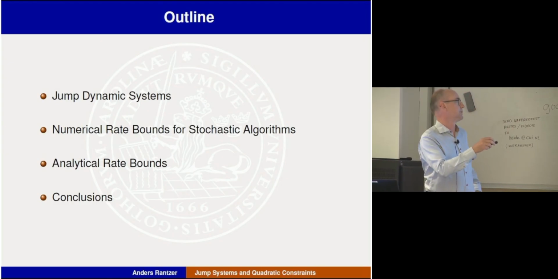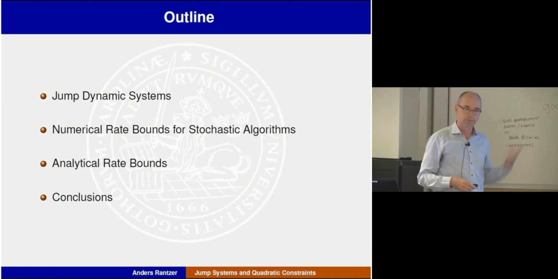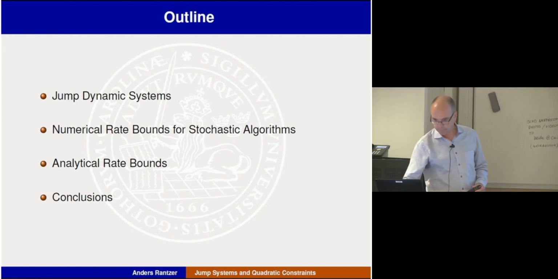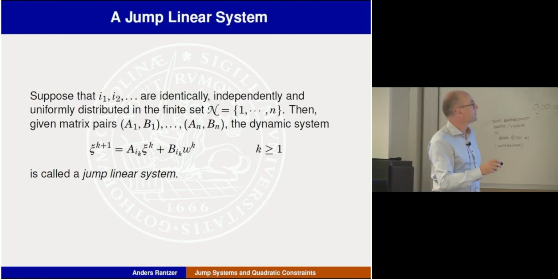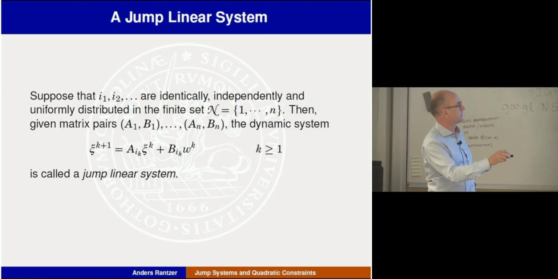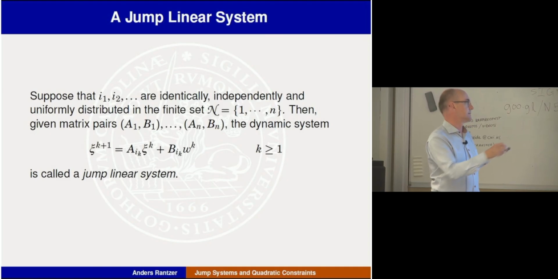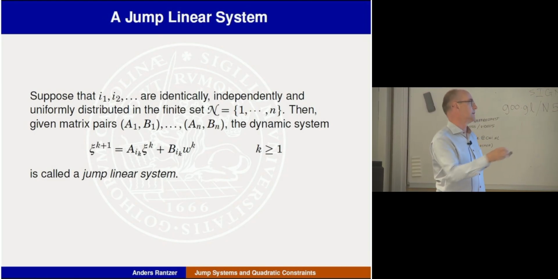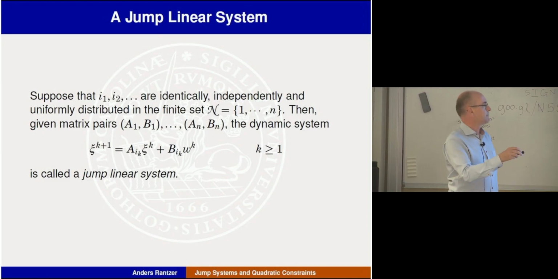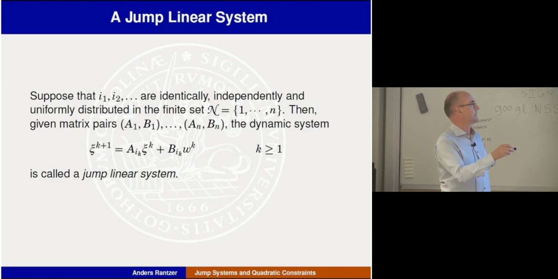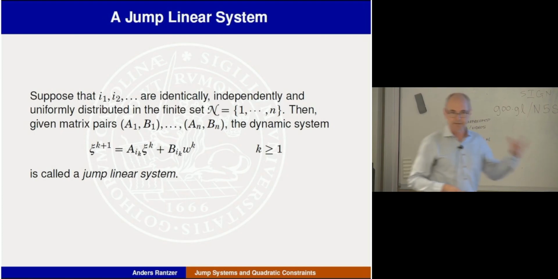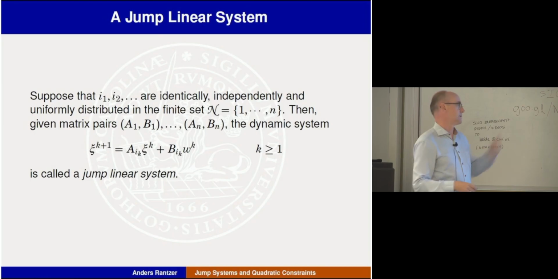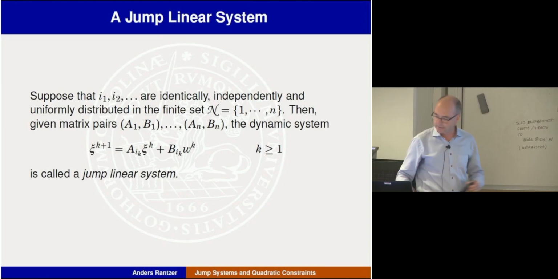And this allows us first to do numerical computation of rate bounds for stochastic algorithms, but also to do analytical rate bounds. So a jump linear system is something of the following form. Here you update the state psi at every time step using the matrices A and B, where W is some external input. And the pair A and B is selected randomly from a set of pairs that is given. So this is a linear system which models the algorithm.